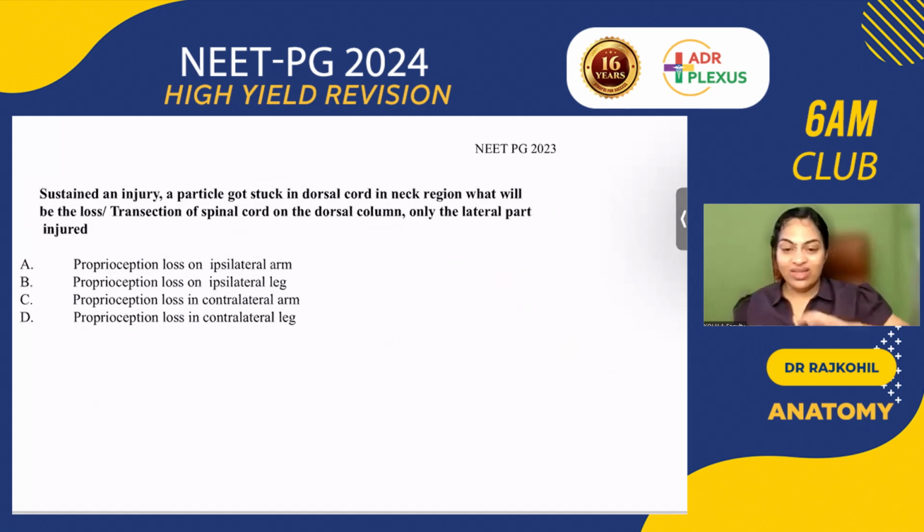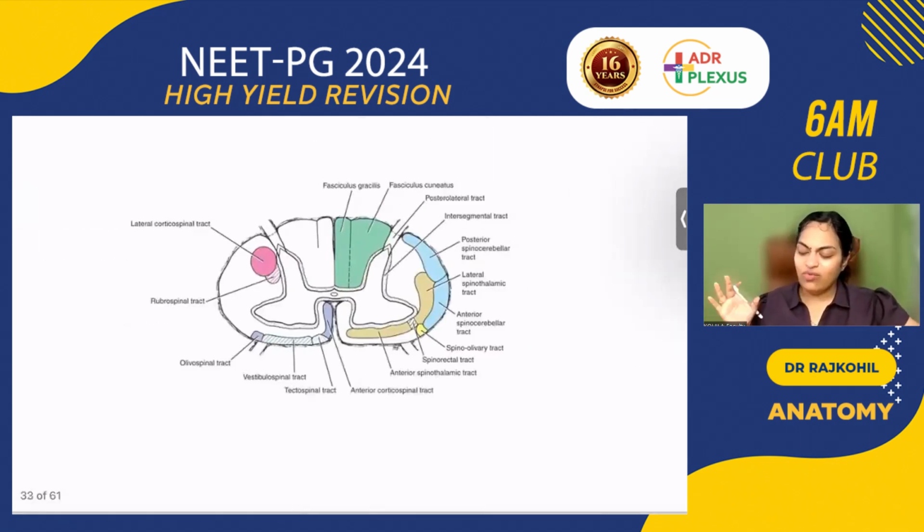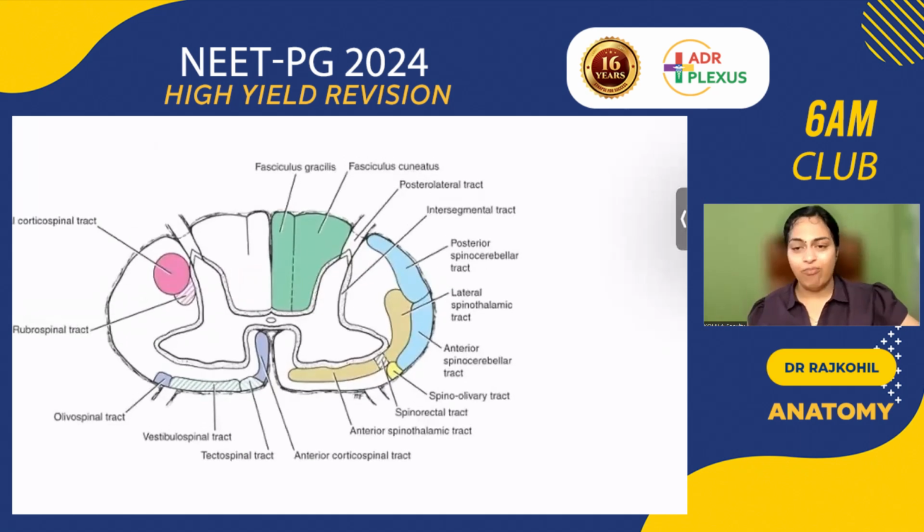NEET-PG 2023, that section on spinal cord, right? Where dorsal column, only the lateral part injured. So what is the symptom manifested? Loss of proprioception accepted, ipsilateral or contralateral, arm or leg. Excellent. Very good. Okay. So the only thing that they keep asking, and again are the important ones.